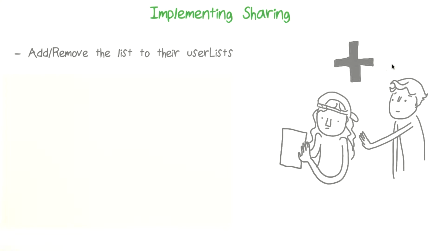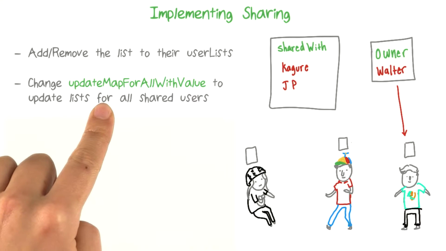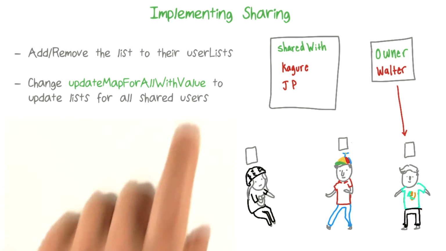Also, a quick reminder, whenever you're changing around who's shared on a list, it should update the timestamp last changed for all users. Okay, so once you've got that working, you can change update map for all with value to update the lists for all shared users. Right now it's doing it pretty effectively for the owner, but you should have this method also update for anybody that's on the shared with list.